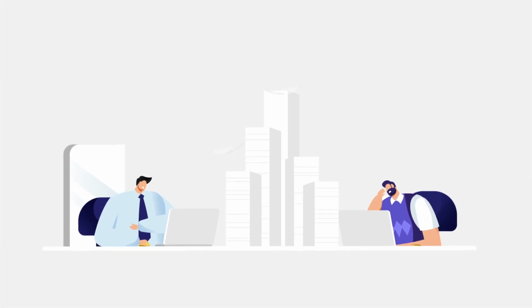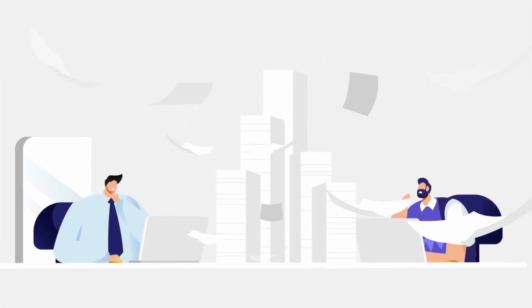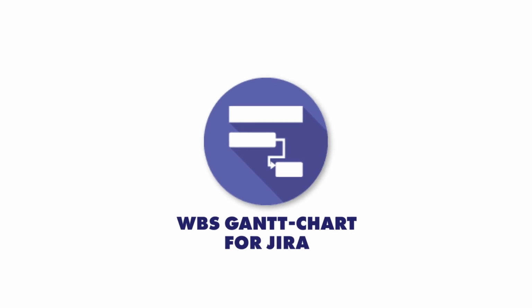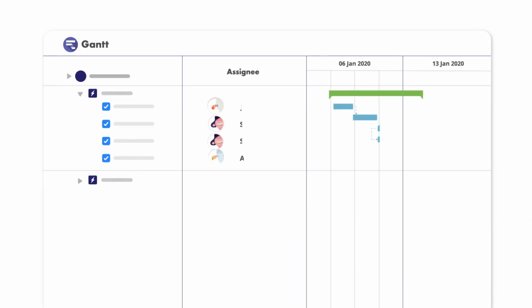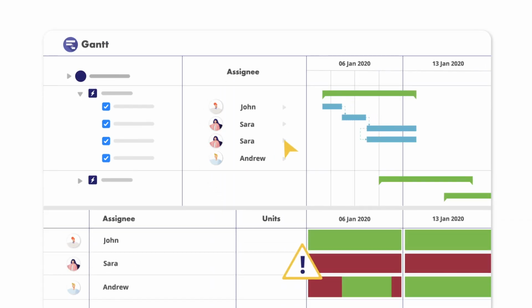Remember your teammate with that pending task? Well, he was swamped with work. With WBS Gantt-Chart for Jira, you'll never be surprised by overcommitted resources again.